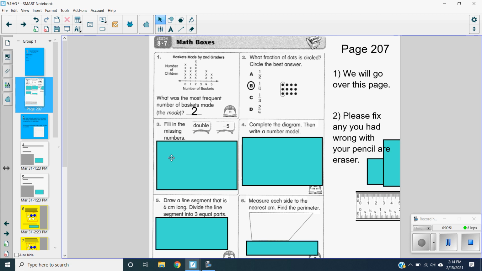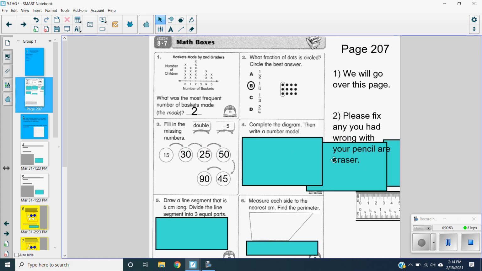For question 3, fill in the missing numbers. So whenever I see one of those solid lines, I'm going to double. Whenever I have a dash line, I'm going to subtract 5. So I'm starting at 15, and I double 15 to get 30. 30 minus 5 to get me to 25. 25 to double would bring me to 50. 50 minus 5 would bring me to 45, and then 45 doubling would bring me to 90.